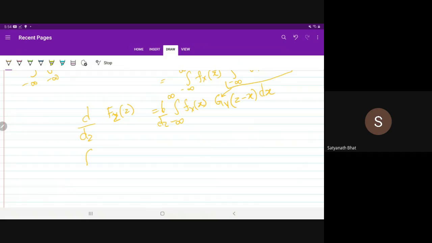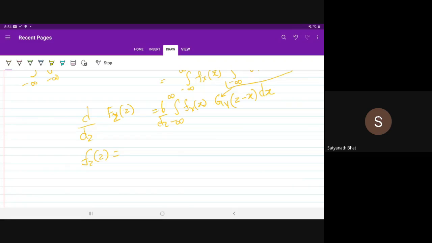So you will get fz of z here. Okay. So I'm going to interchange the integration and this. So I'm pushing the derivative inside the integration. Okay. So I have talked about this before. This is the change of limits.